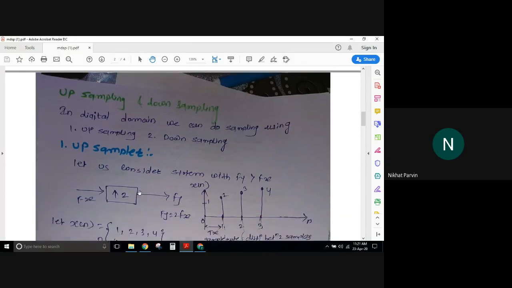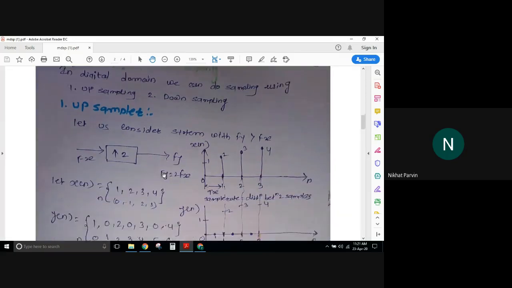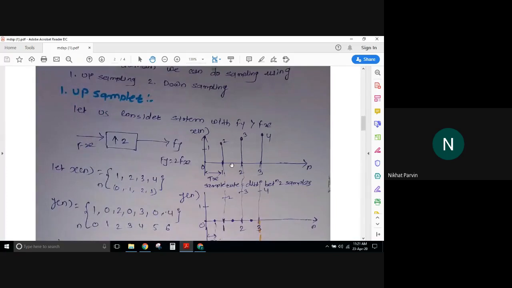In the digital domain, we can do sampling using upsampling and downsampling. Let us take an example. The must-have condition in the digital domain is that you should have some relationship between your fx and fy. Let us say fy is greater than fx. I have an input x with sampling rate fx equals 2 kilohertz, and the sampling rate I want to convert to is fy equals 4 kilohertz.